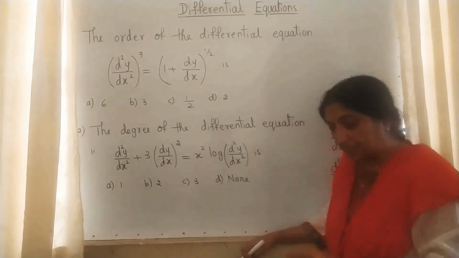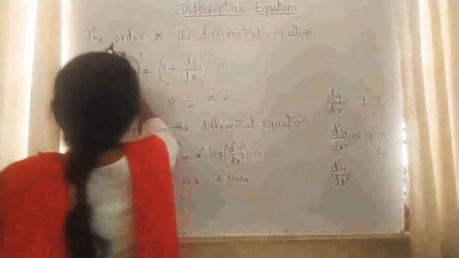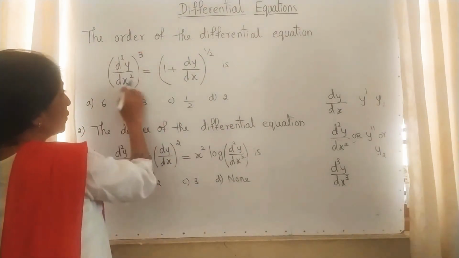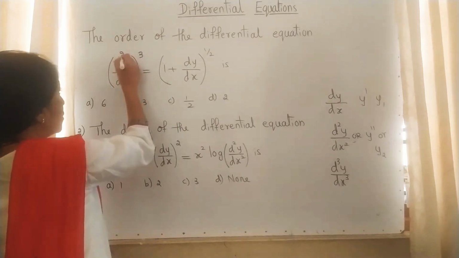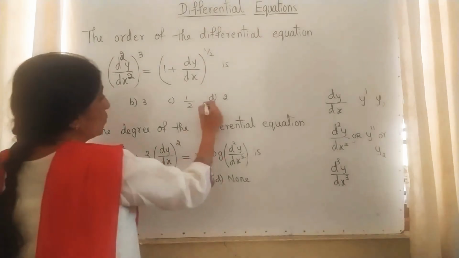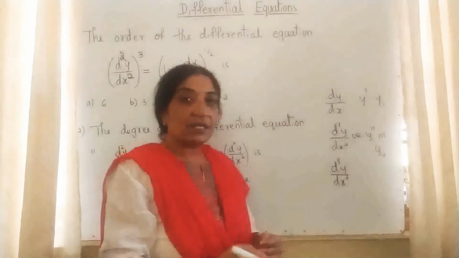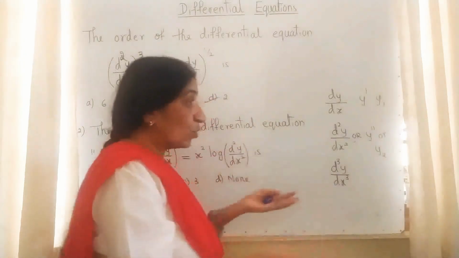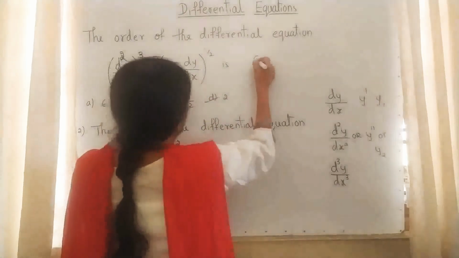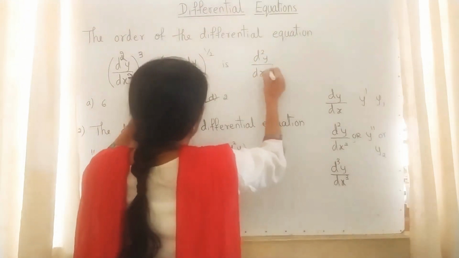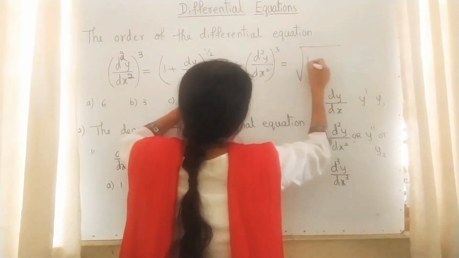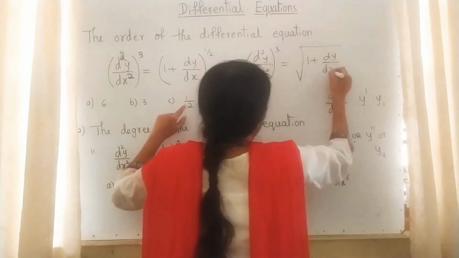Try to solve that. See, now I am moving to the question. The order of the differential equation. The maximum time differentiated out of these two is d square y upon dx square, that is 2 times differentiated. So the order is 2. But as I told you, when you are writing, try to avoid the fraction. So this is nothing but d square y upon dx square whole raised to cube, and it is raised to half, which means it is a square root of this.